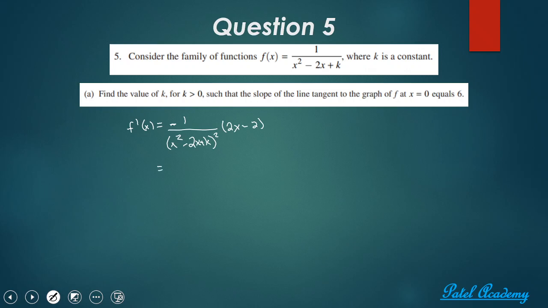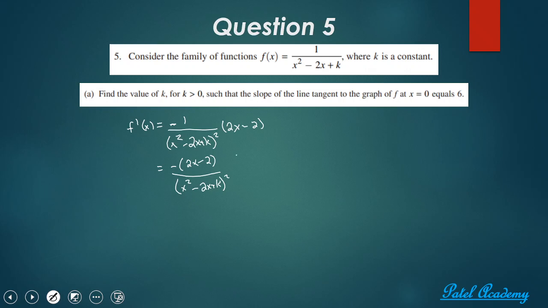Alright, and so I'm just going to rewrite that as negative 2x minus 2 over x squared minus 2x plus k squared. If you don't know how to solve it in your head, then you can just write it out as the denominator to the power of negative 1 and then take your derivative using power rule and then chain rule. So that should be your final answer.